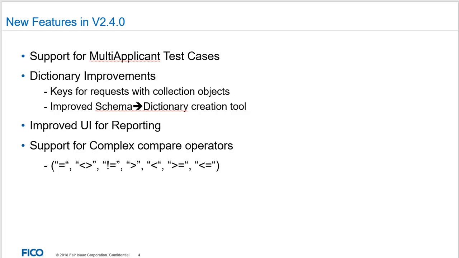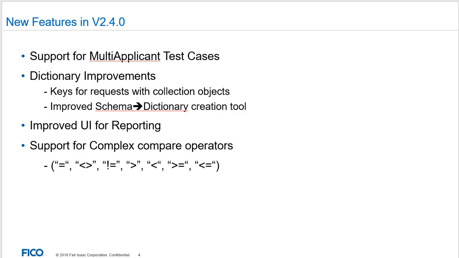One is we provided support for multi-applicant test cases. Prior to this, in version 2.0 and before, we really didn't allow support for request-oriented collections for multi-applicant. And now we do have that capability. We have made some changes in the dictionary. Specifically, we've allowed keys to be used with requests, so that when you have input collections that you're identifying, you can specify which instance of that collection you want some attribute replacements to apply to. Big important part of the functionality. We've got that in and working now.